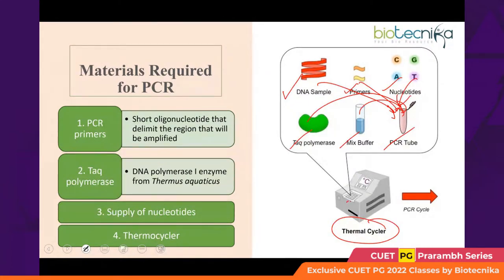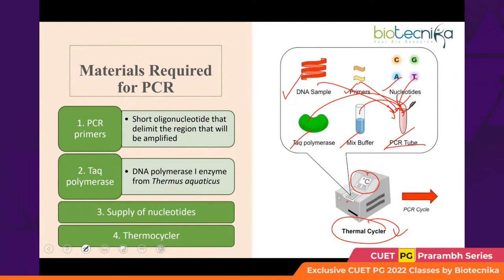Then in the control panel here, we set up the program: for how long we want the denaturation temperature, what temperature and for how long. Like that a cycle will be set up, and then the total number of cycles that we need will be set. The thermocycler will keep cycling between those set temperatures for that set number of cycles. And the enzymes present in the PCR tube will do their function.